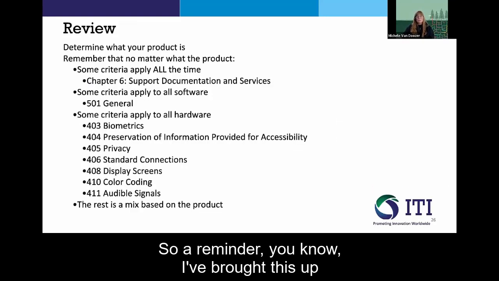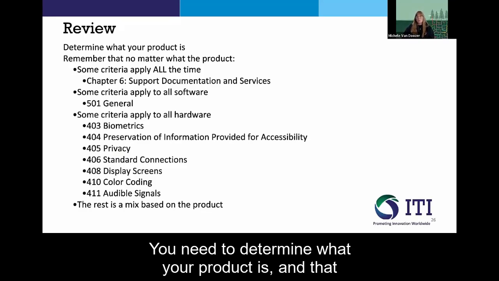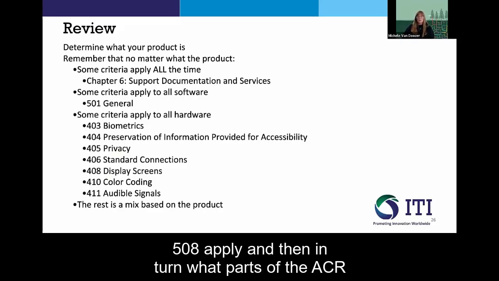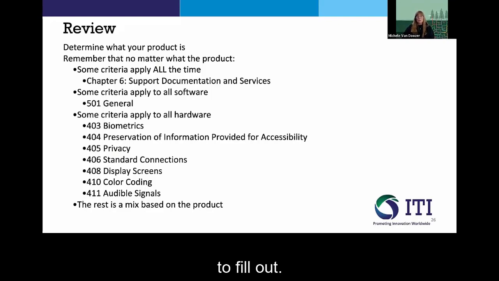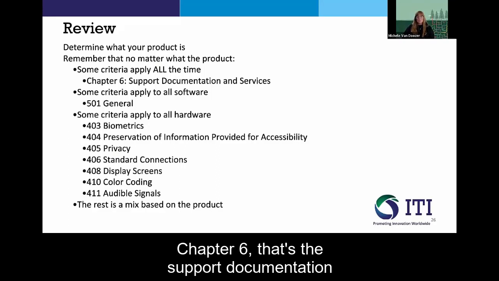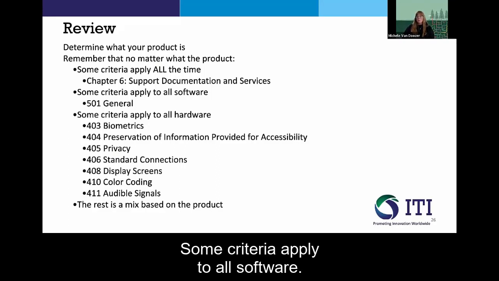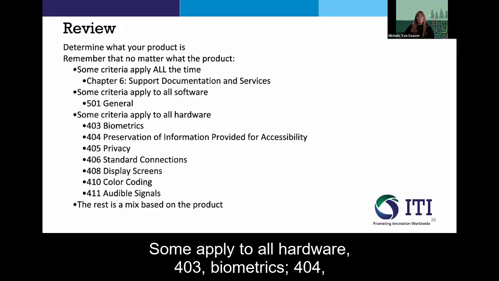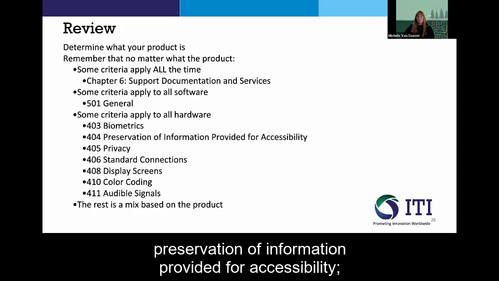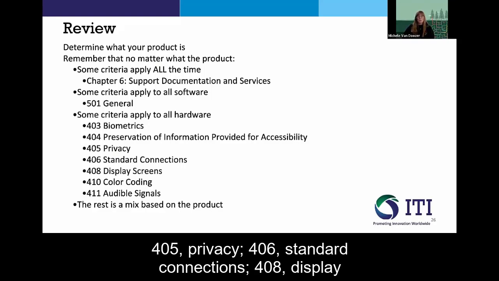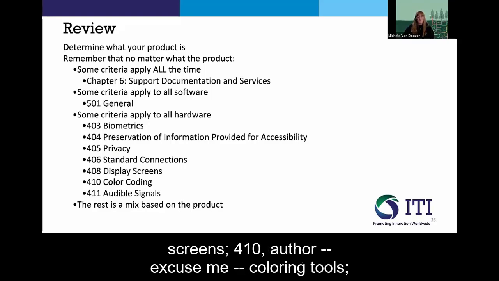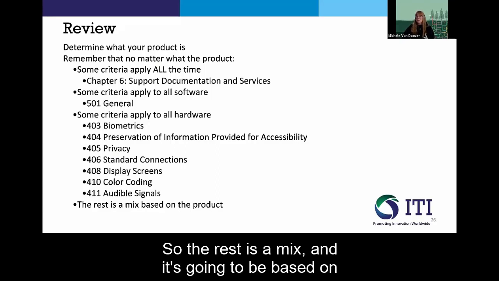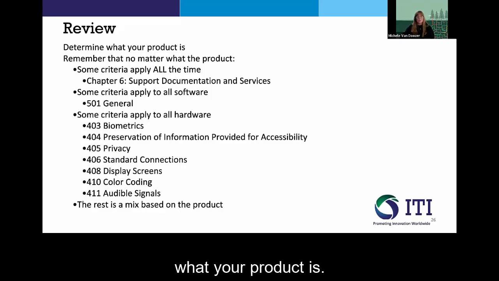So, reminder, I've brought this up multiple times. You need to determine what your product is, and that will in turn help you figure out which portions of 508 apply, and then in turn what parts of the VPAT to fill out. Some criteria apply all the time: Chapter 6, that's the support documentation and service. Some criteria apply to all software, that's your 501 general. Some apply to all hardware: 403 biometrics, 404 preservation of information provided for accessibility, 405 privacy, 406 standard connections, 408 display screens, 410 color coding tools, and 411 audible signals. The rest is a mix, and it's going to be based on what your product is.